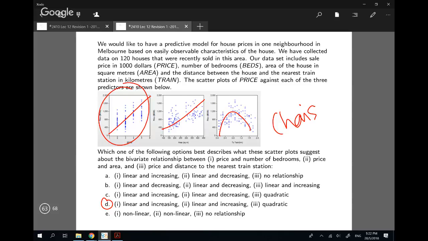Okay. So yeah, convenience and noise pollution, right? So that could be the case where we have quadratic. All right.